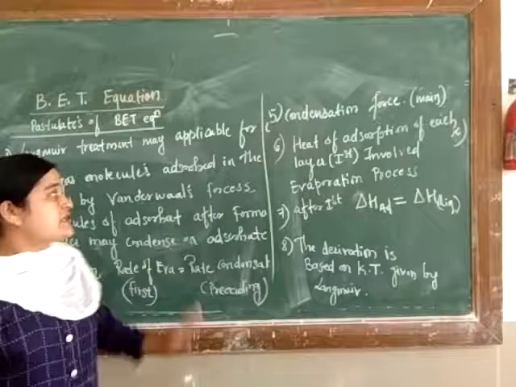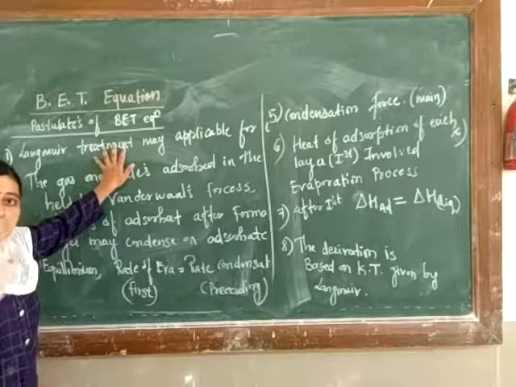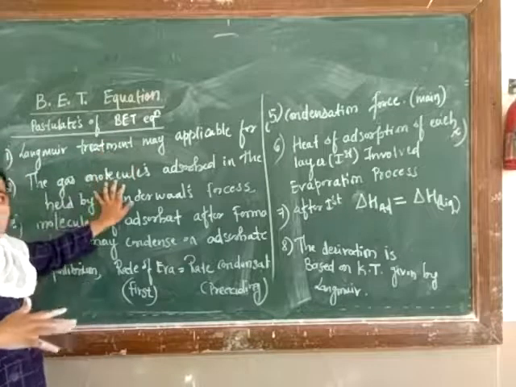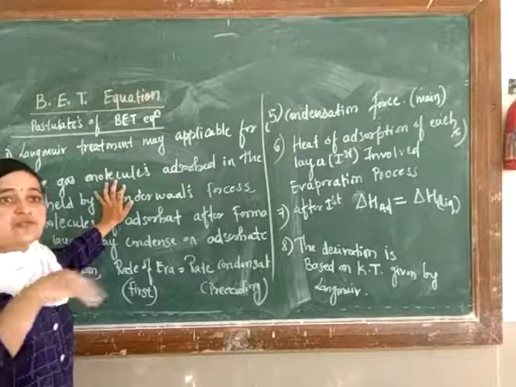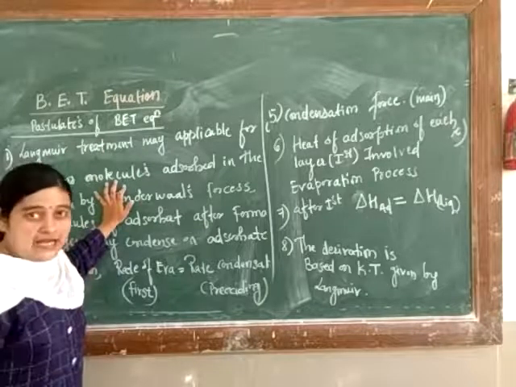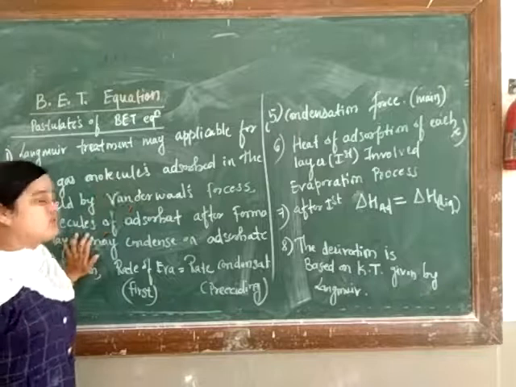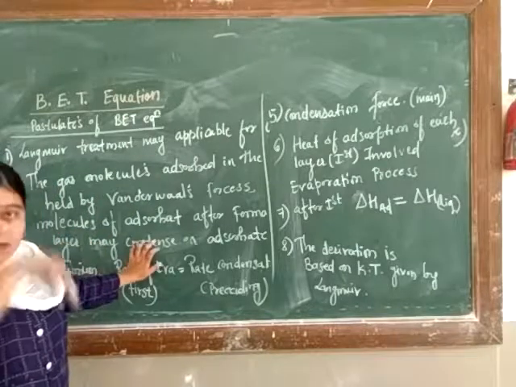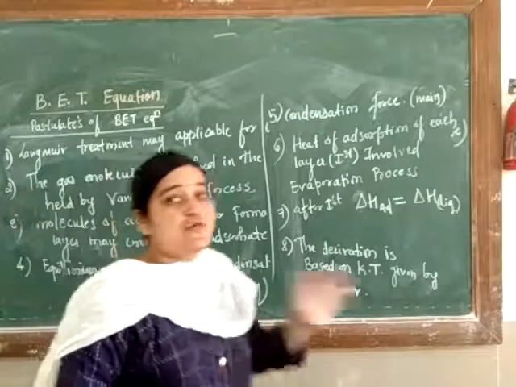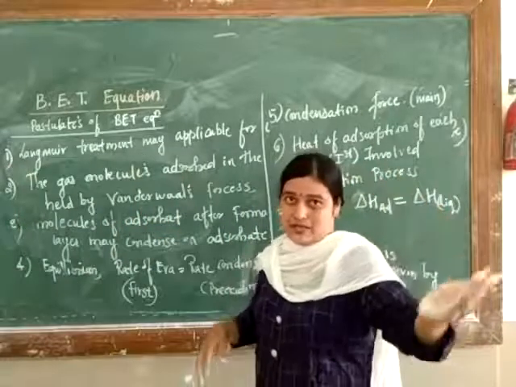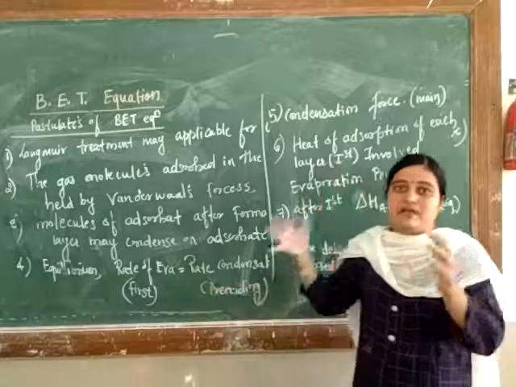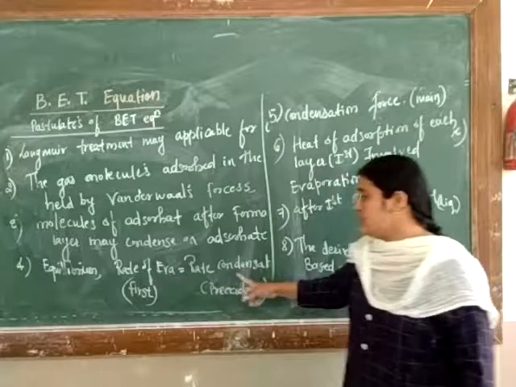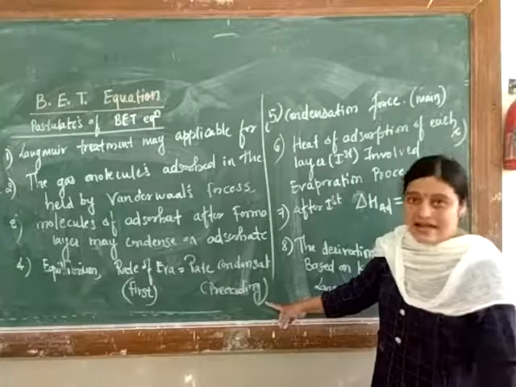I will explain all of these once again. The treatment is applicable for the multimolecular layer of adsorption instead of the monomolecular layer. The gas molecules are held by weak van der Waals forces for each layer: first layer, second layer, multilayer. Third, the molecules of adsorbate after the formation of the first layer condense on the adsorbent. After the formation of the first layer, a multilayer will form over there. At a particular stage, dynamic equilibrium is reached where the rate of evaporation of the first layer equals the rate of condensation of the preceding layer or next layer itself.